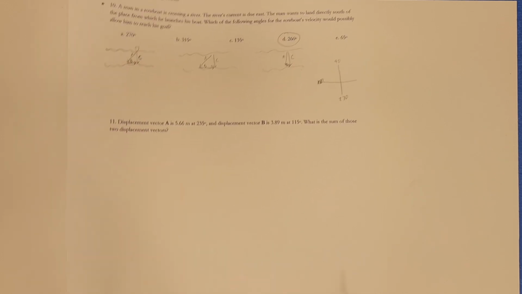Okay. Question 11. Displacement vector A is 5.66 meters at 235 degrees, and displacement vector B is 3.89 meters at 115 degrees. What is the sum of those two displacement vectors?